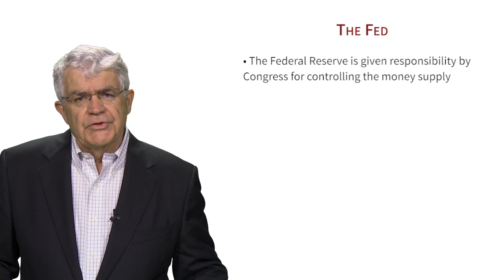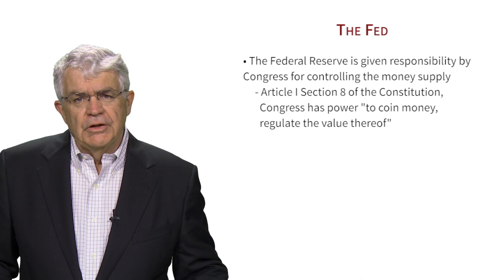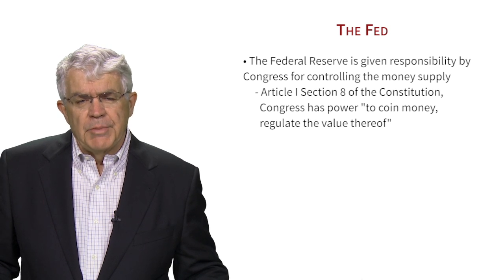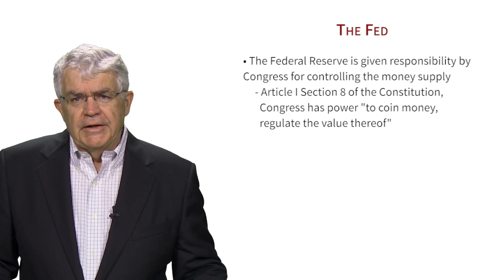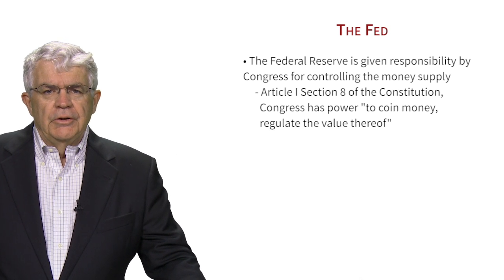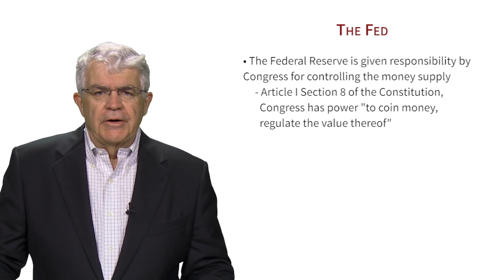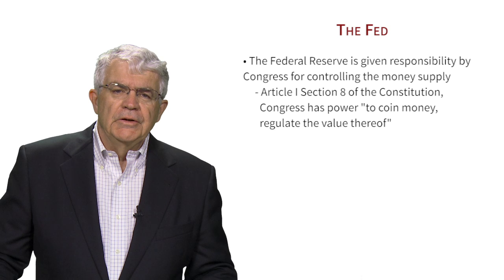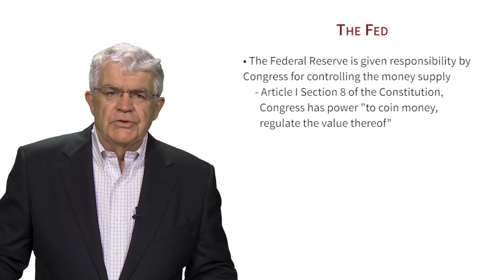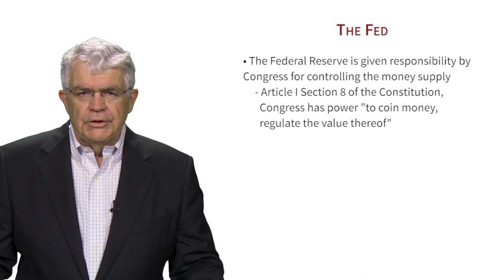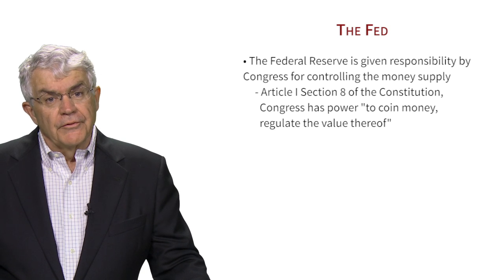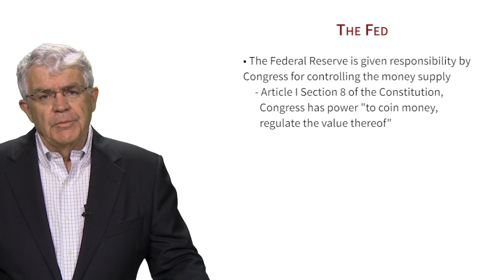In fact, Article 1, Section 8 of the Constitution gives Congress this authority. Congress has the power to coin money and regulate the value thereof. The Congress has designated the Fed as the agency to carry out this job through the Federal Reserve Act of 1913, which is still the rule of the land after a few amendments.